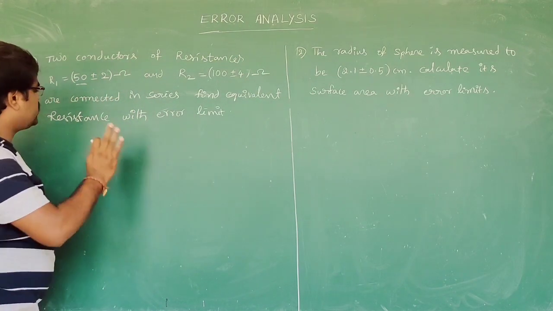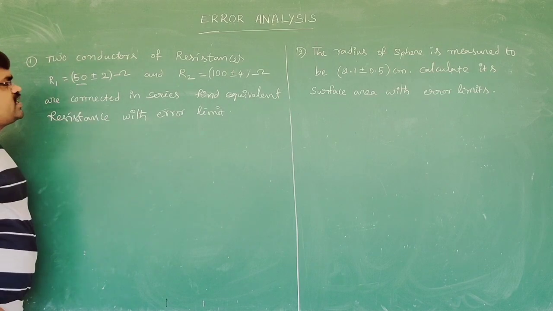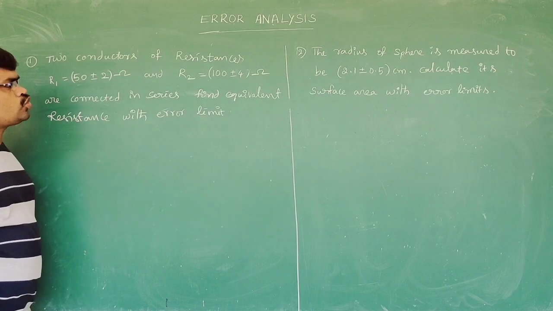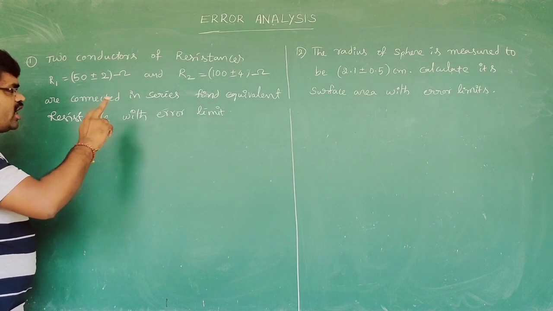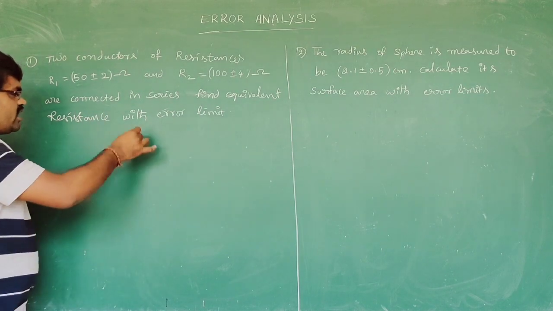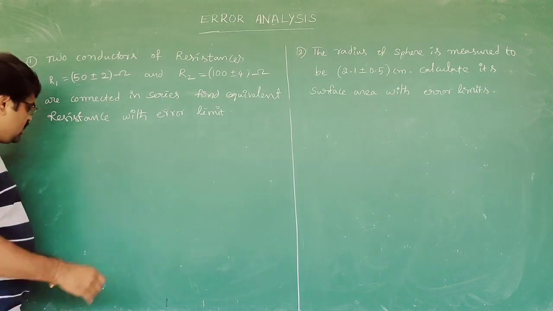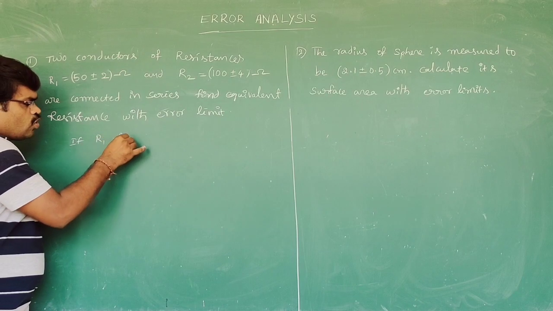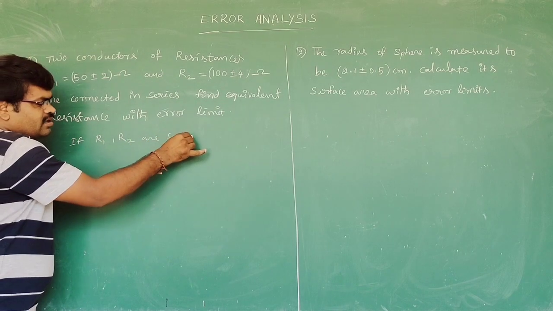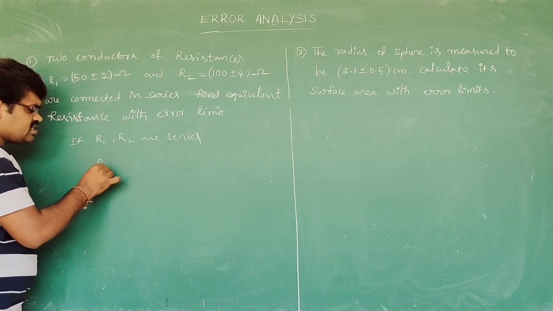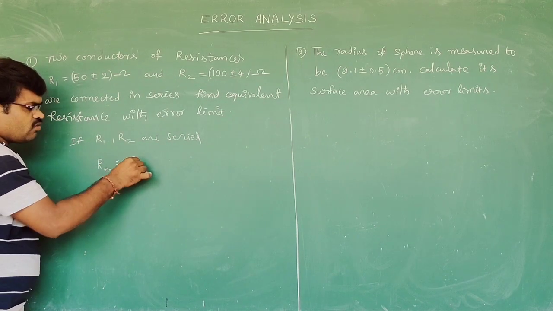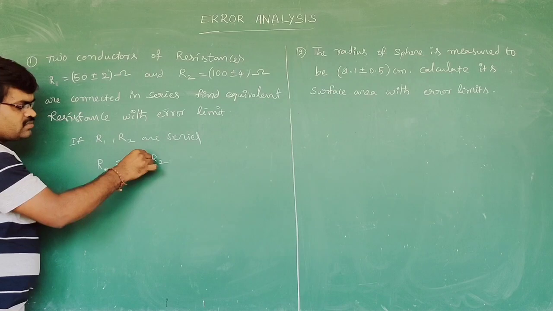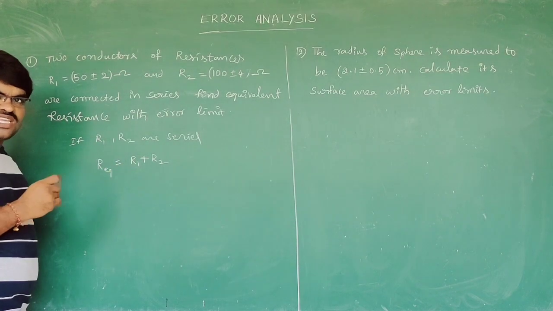See, the first problem is on the board. Two conductors of resistance R1 = 50 ± 2 ohms and R2 = 100 ± 4 ohms are connected in series. Find the equivalent resistance with the error limit. Now here, R1 and R2 are in series. Series means the equivalent resistance is R1 plus R2. That means the two resistors are in sum. That's why in error analysis, errors in a sum.